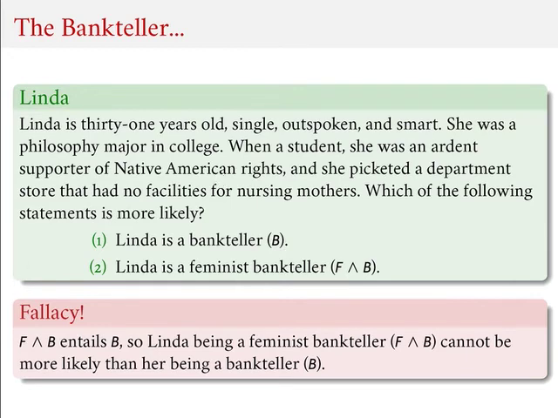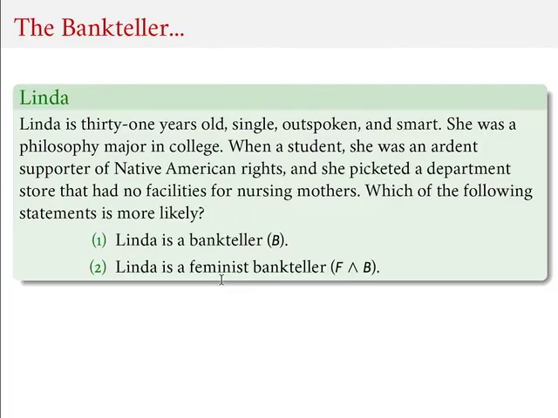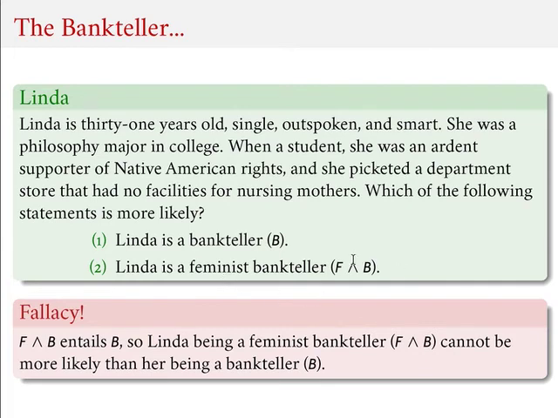However, we saw above that when you have a sentence phi logically entailing another one, then that sentence's probability cannot be higher than the one it entails. And we also know from deductive logic that a conjunction, which has one of its conjuncts as B, will entail that conjunct B. So F and B entails B, because a conjunction cannot be true unless both conjuncts are true. So that means that F and B entails B, that is, the claim that Linda is a feminist bank teller logically entails that she is a bank teller.